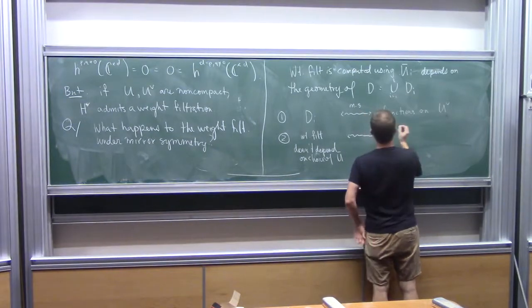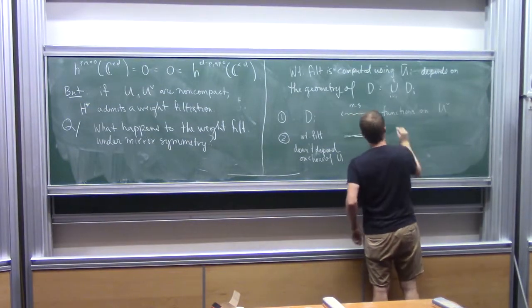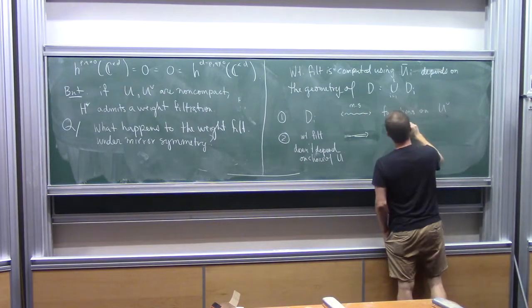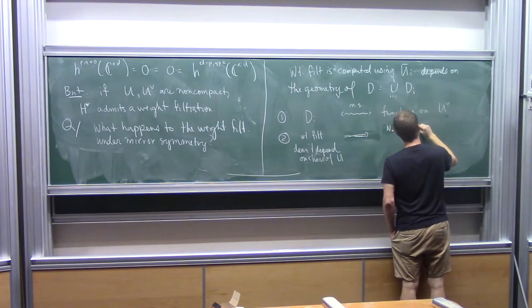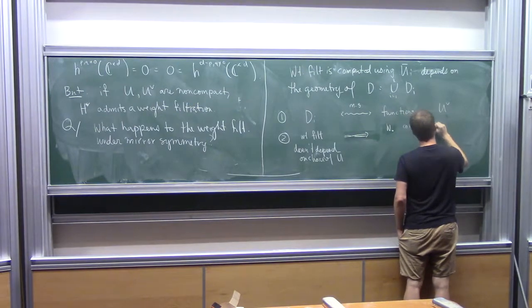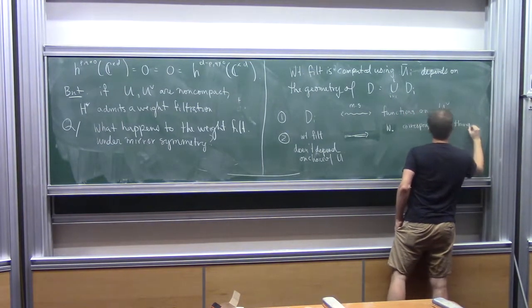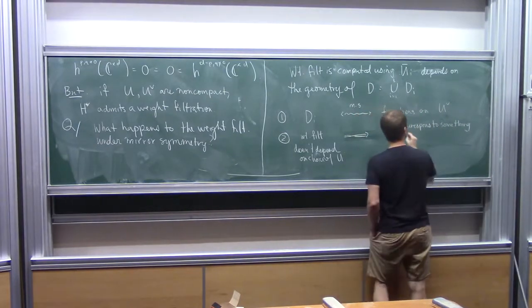So maybe this is like an implication. The filtration W bullet corresponds to something that doesn't depend on the choice of a bunch of functions.